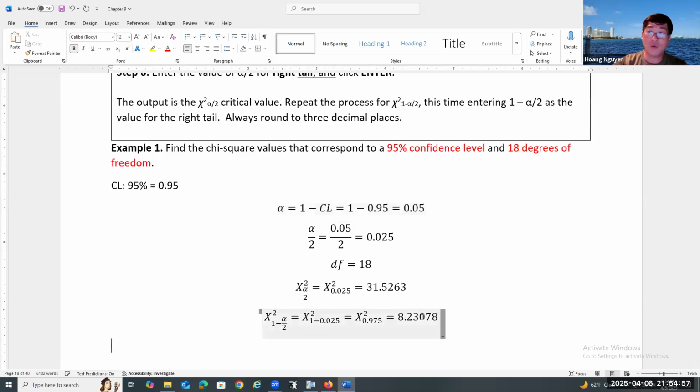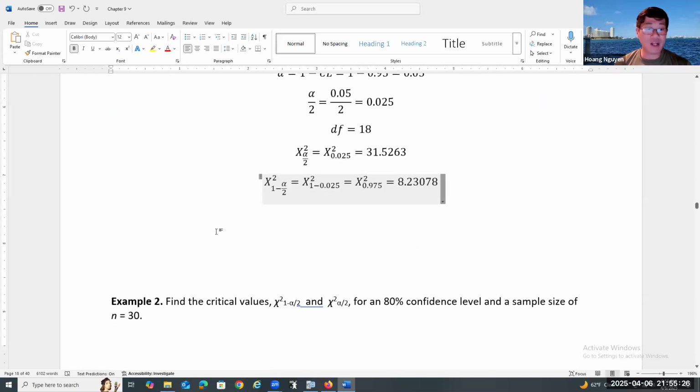So for the critical chi-square, we have two of them: the chi-square of alpha over 2, and the chi-square of 1 minus alpha over 2. For the chi-square distribution, we have two critical values. They're not going to be on opposite sides, right? They're two different values. And once again, the program that helps you get the critical values is Math 200B.